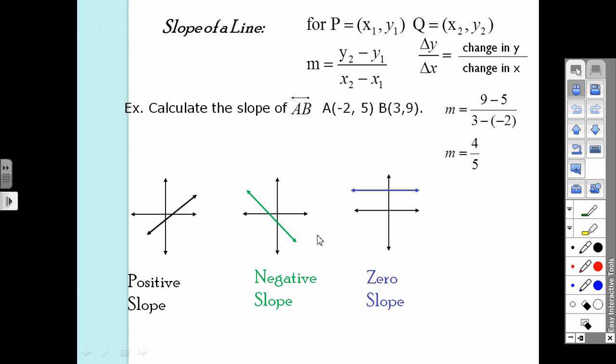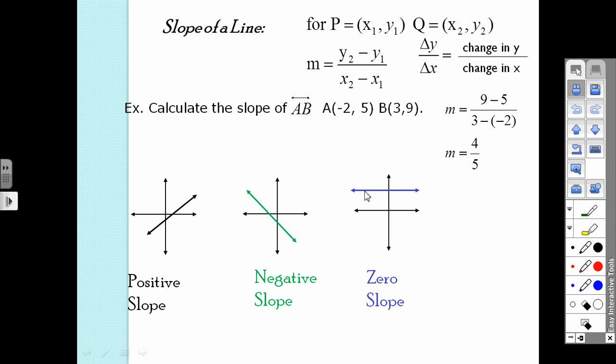The next one is zero slope, and that is the slope of a line that is horizontal. So something that's completely flat. And if you think of slope and equate it as how steep your line is, well, if your line is completely flat, it has no steepness whatsoever. So it has a zero slope.